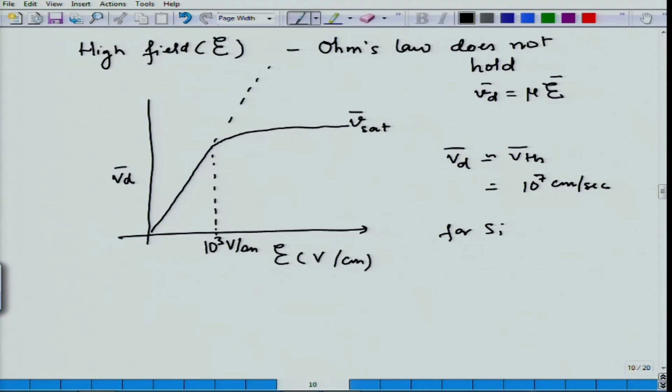So, all the discussion we have had so far on drift of electrons due to the electric field is good in this regime of linear Ohm's law. For V saturation, we must use a different expression for the response of the electron to the electric field.